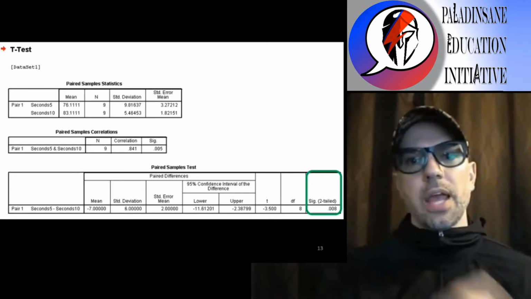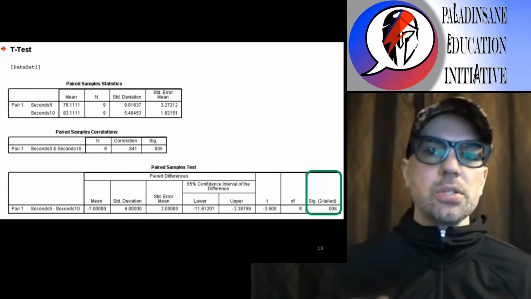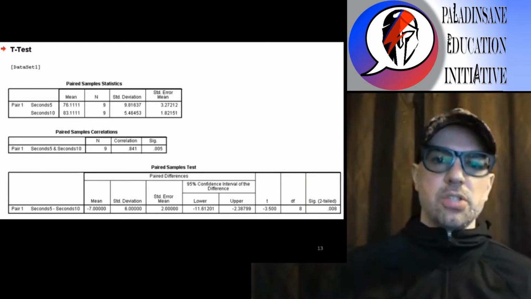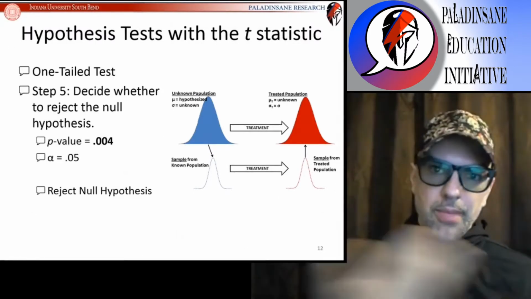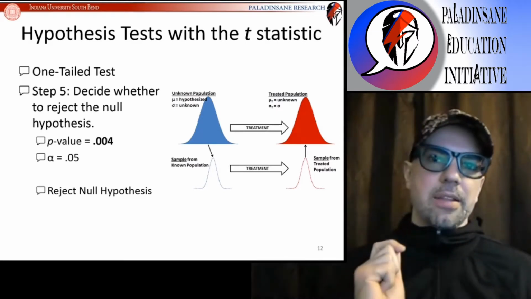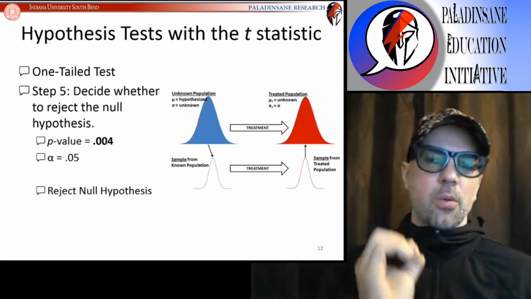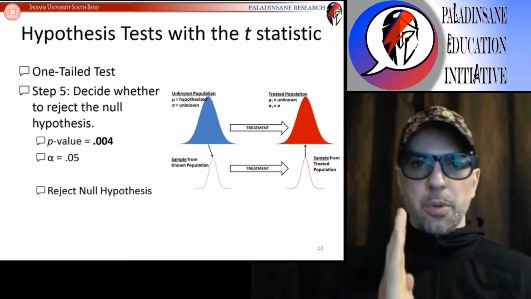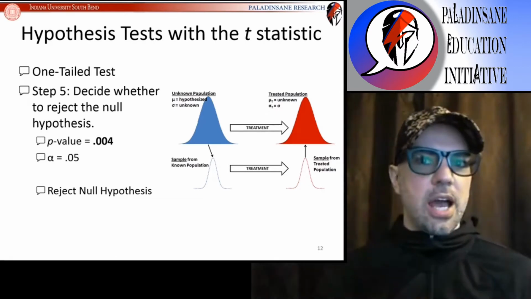If, on the other hand, you're doing a one-tailed test, make sure that you take that two-tailed significance and divide it by 2 to get to the correct one-tailed probability. And then the last thing that I'll mention about this, and the thing to be very, very careful about, is that we're only dividing the sample probability, that p-value, by 2. We do not touch the alpha level.